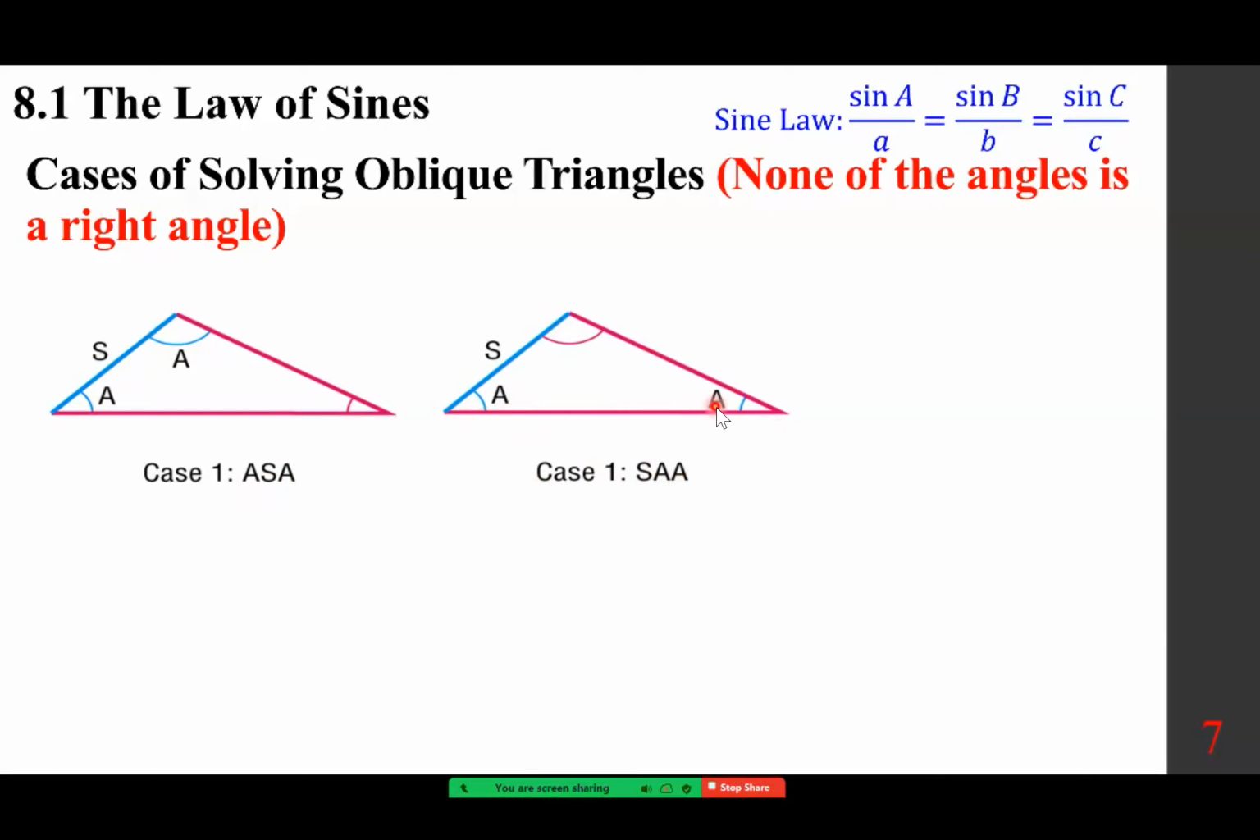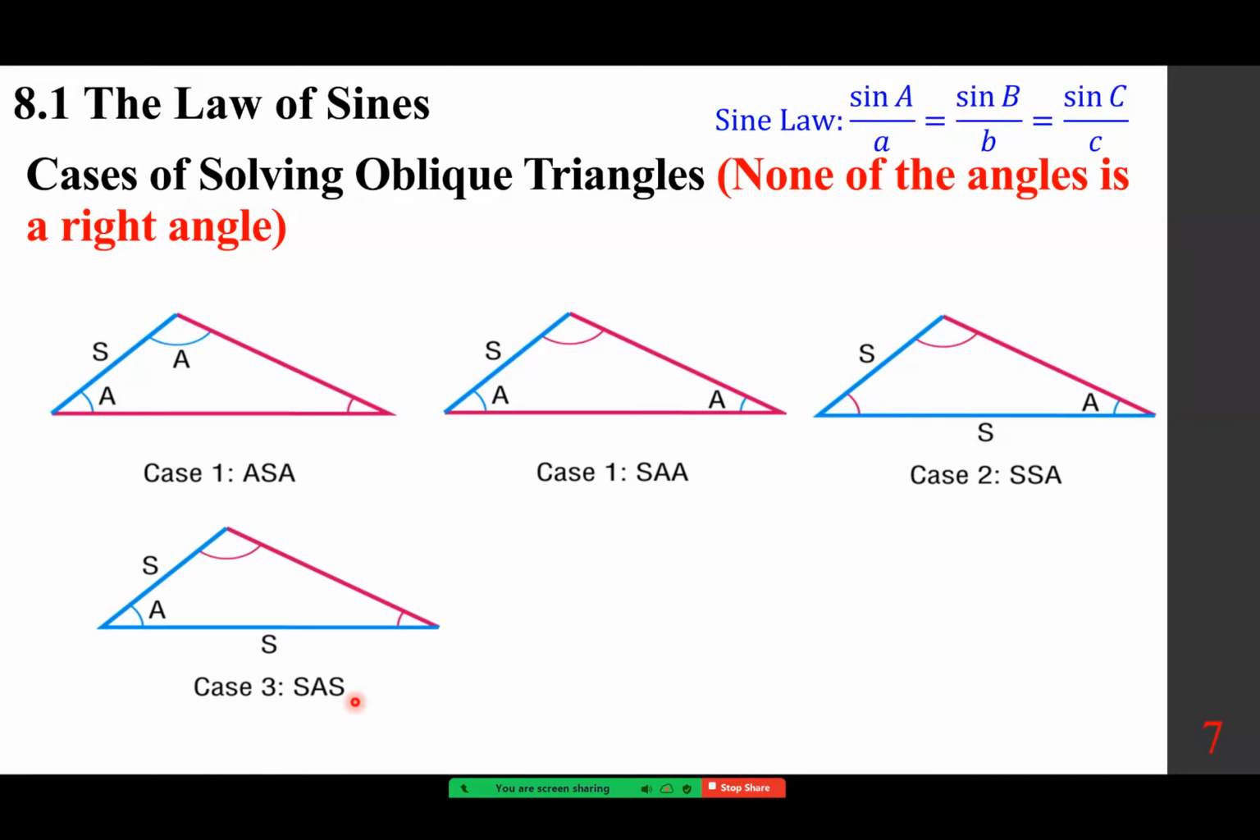Side, side, angle. So we have two sides and the angle is not in between. That's important. Case number 3, SAS, side, angle, side. That means it's the included angle. It's the angle between the two sides. Case number 4, SSS. All sides are known.